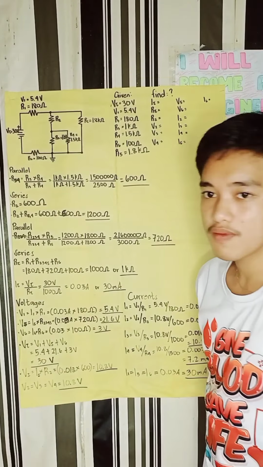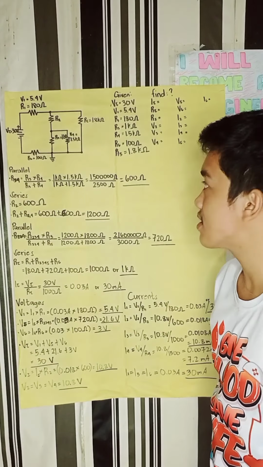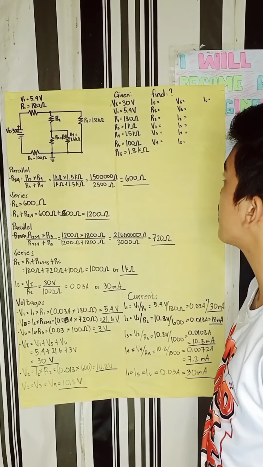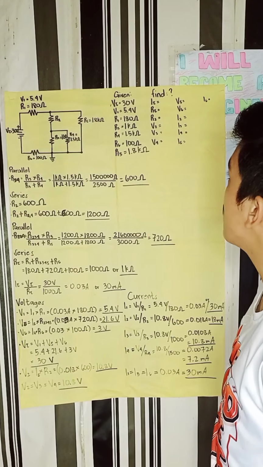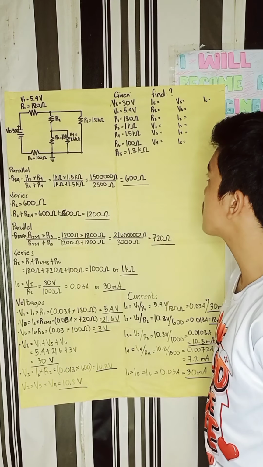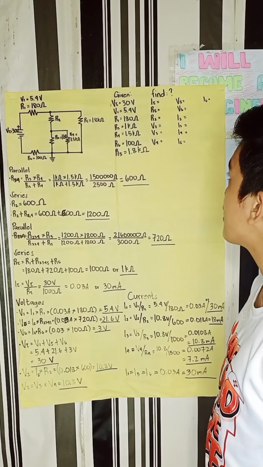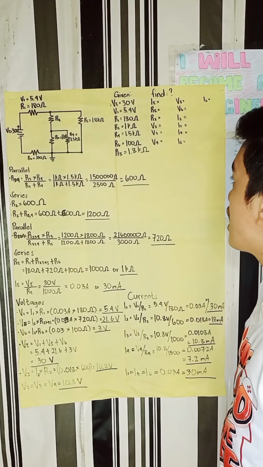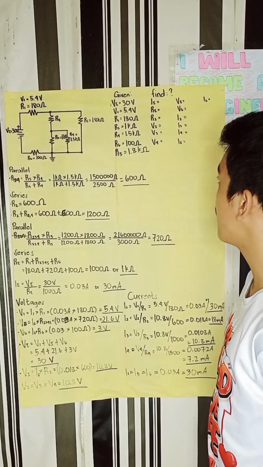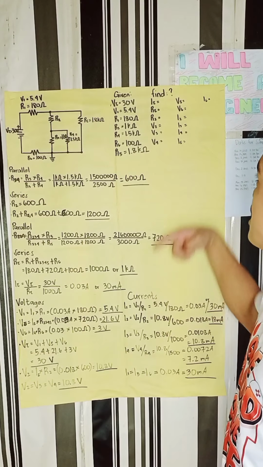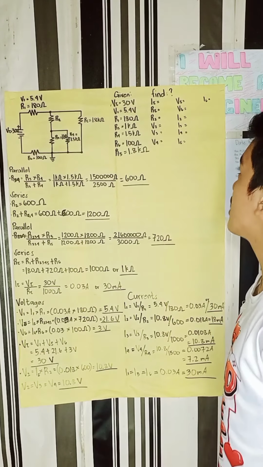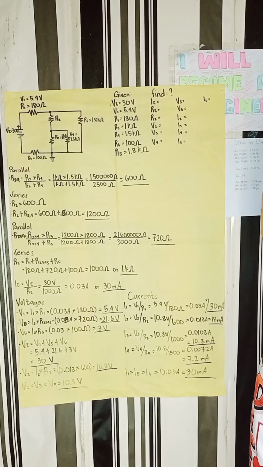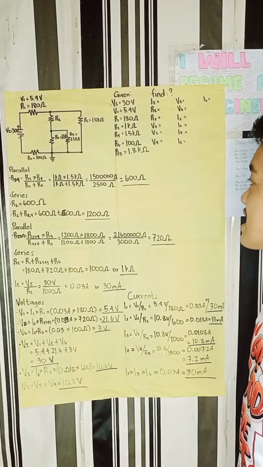So this is the module 6 quiz on series parallel circuit. This is the figure of a series parallel circuit. Given are the total voltage equals 30 volts, V1 equals 5.4 volts, R1 equals 180 ohms, R3 equals 1 kilo ohms, R4 equals 1.5 kilo ohms, R6 equals 100 ohms, R5 equals 1.8 kilo ohms. Find the total current, the total resistance, R2, V2, V3, V4, V5, V6, I2, I3, I4, I5, and I6.